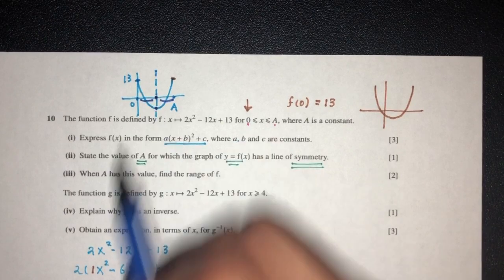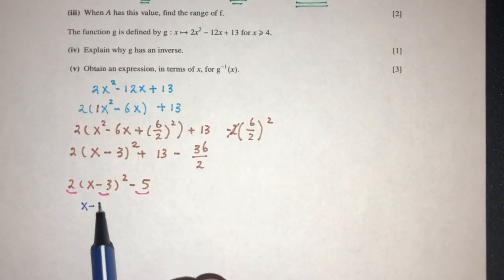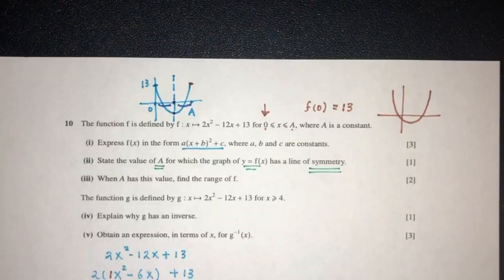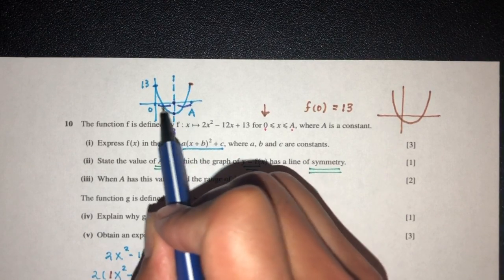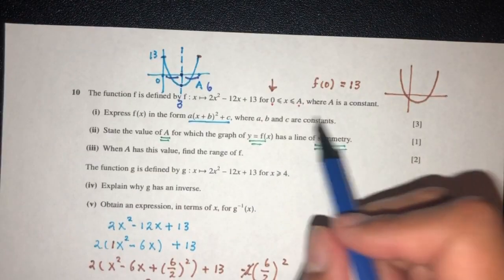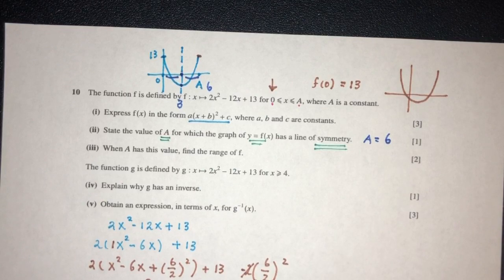Let's find out. The point over here is simply the minimum x value, right? Because that's the minimum point. And by observing this equation, that value is when x minus 3 has to be 0. X will be 3. So this is 3. This also has to be 3. So 3 plus 3, that should be 6. So the value of a will be 6, for which you will have a line of symmetry. Okay, I hope that makes sense, right?